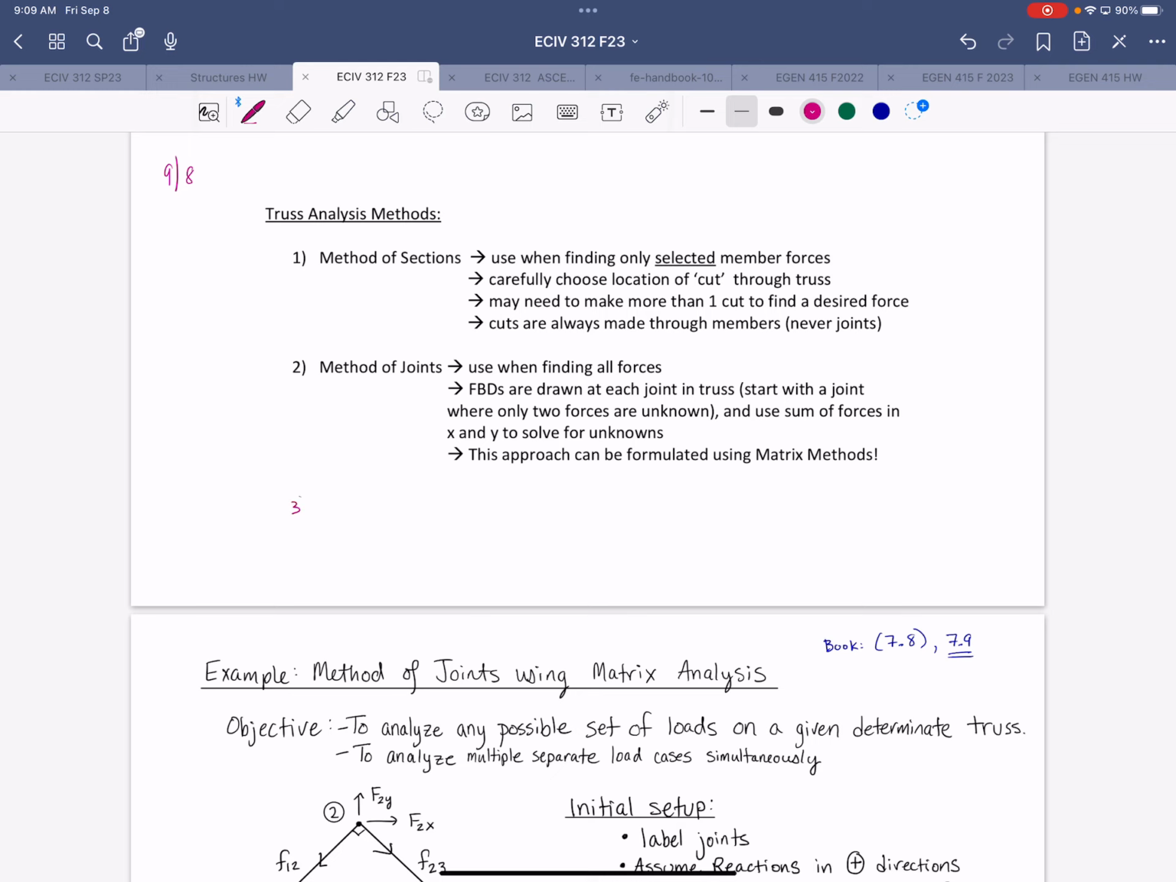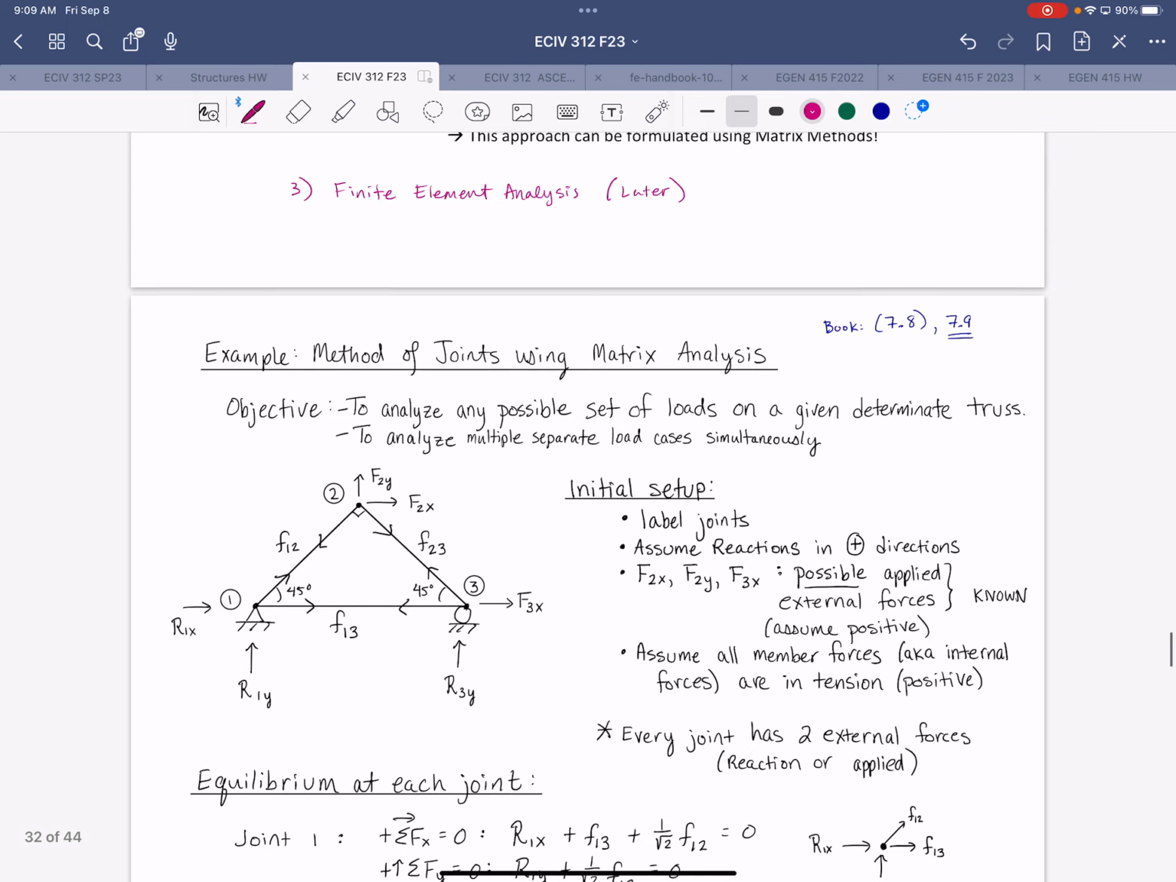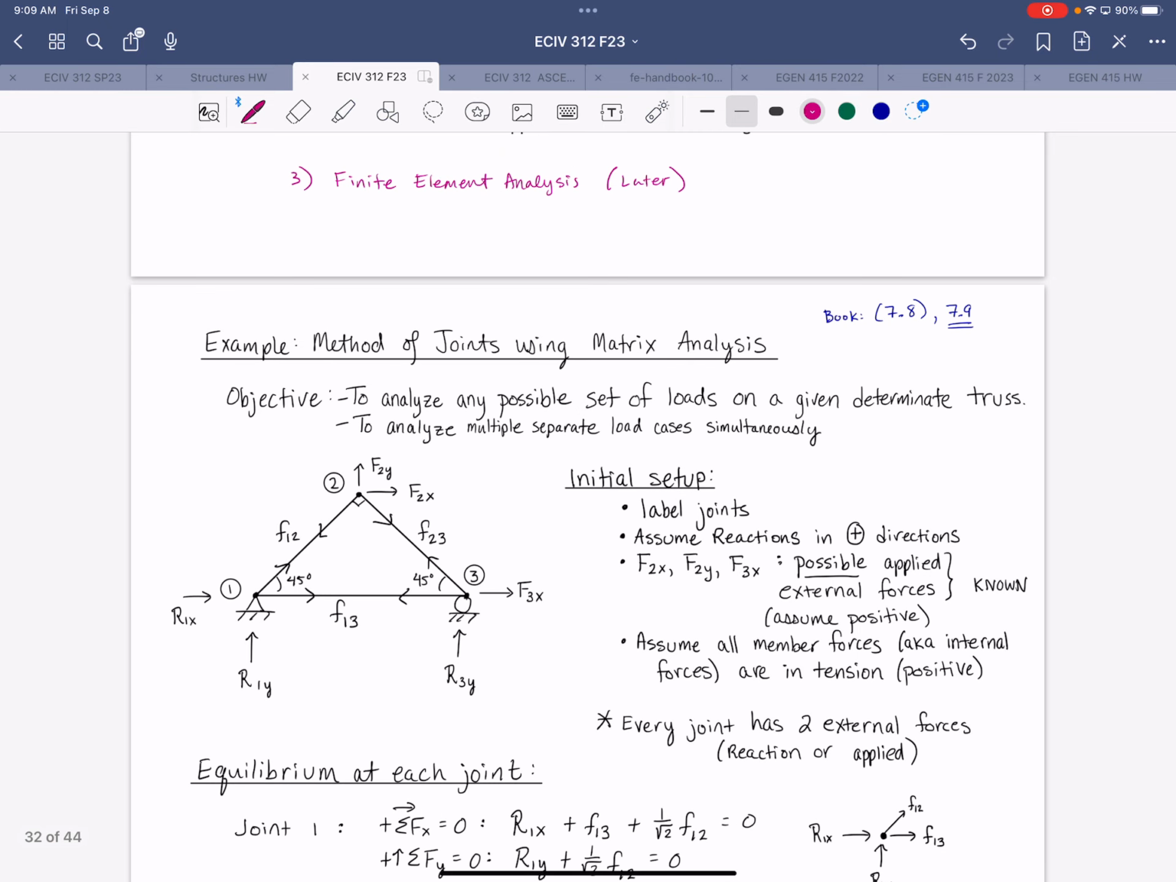There is a third approach that we'll look at later on in the semester, which is the finite element method. All right, so that's a separate set of lectures. And then there are other advanced methods for analyzing trusses as well that are not covered in this course. So just so that you're aware. Some of them are included in your textbook though.